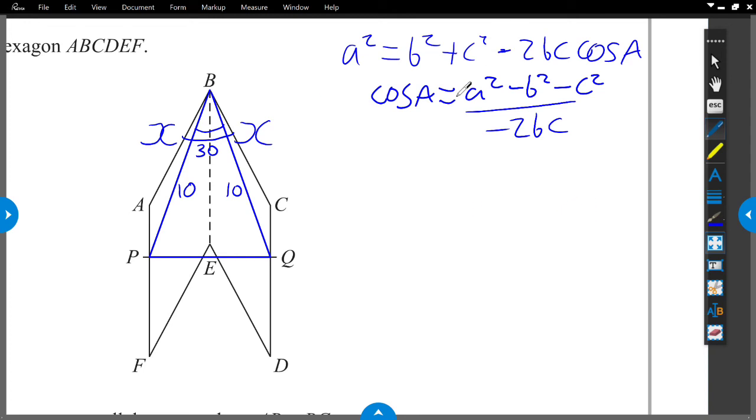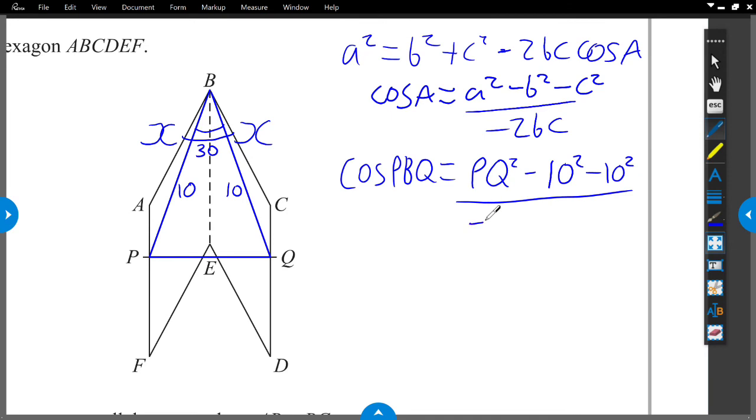And now I can substitute in the values which we have on here. So angle A is actually PBQ. So cosine of PBQ is equal to a squared minus b squared. So a squared is the side opposite. That's PQ, minus b squared and c squared. Those can be either. So those are both 10 squared. Divided by minus 2 times by 10 times by 10. Now you can see that we need to try and find PQ.